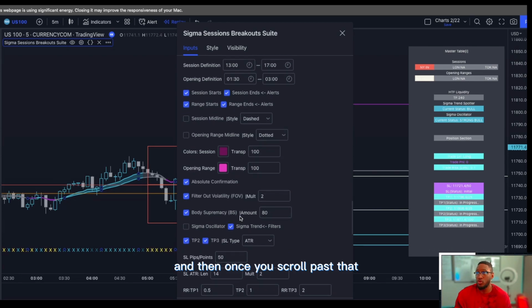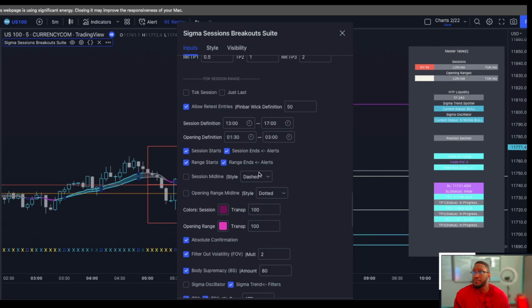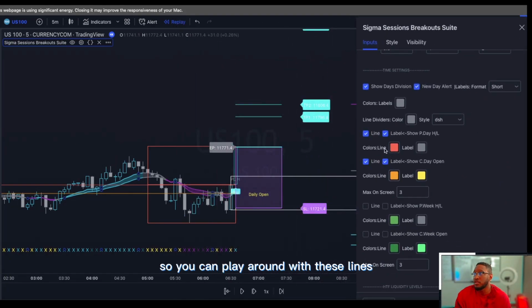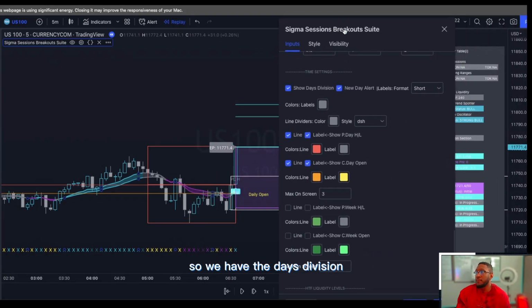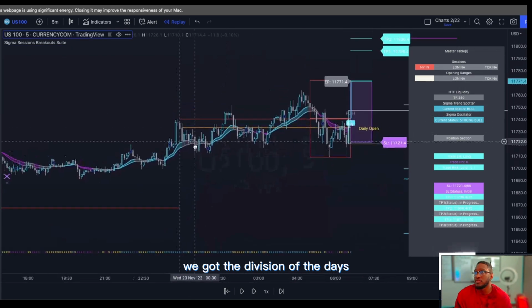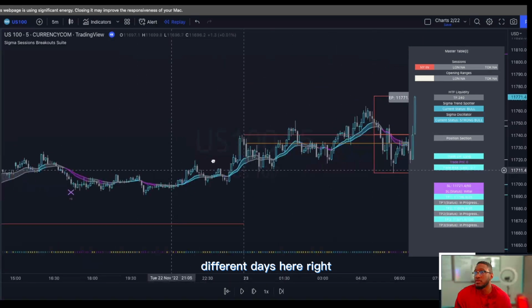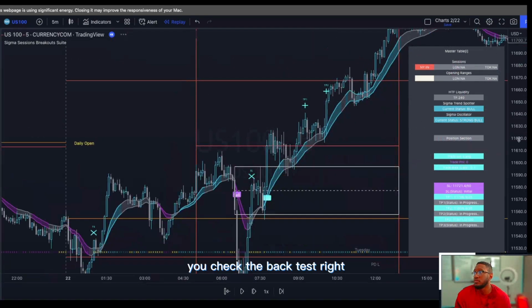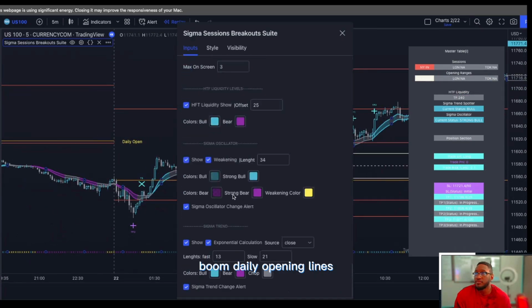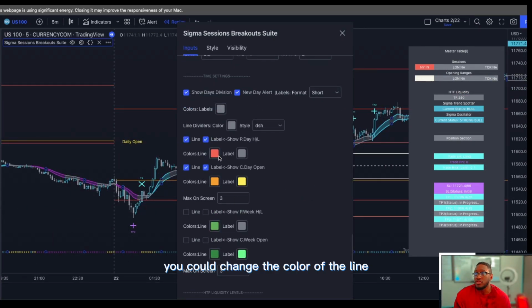And then once you scroll past that, you're going to see the time settings, so you can play around with these lines. So we have the days division. You can see here we got the division of the days, different days here, right? You can check the back test, right? Boom, daily opening lines. You could change the color of the line.